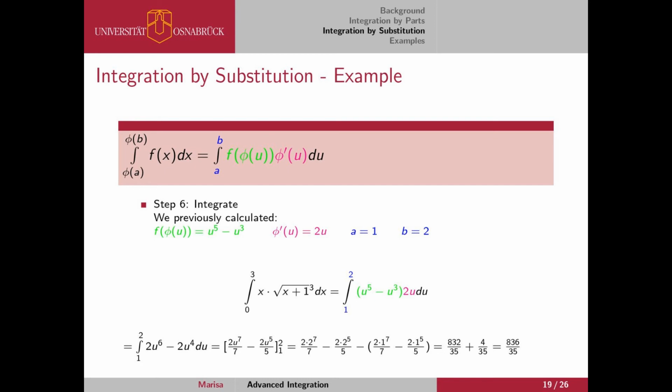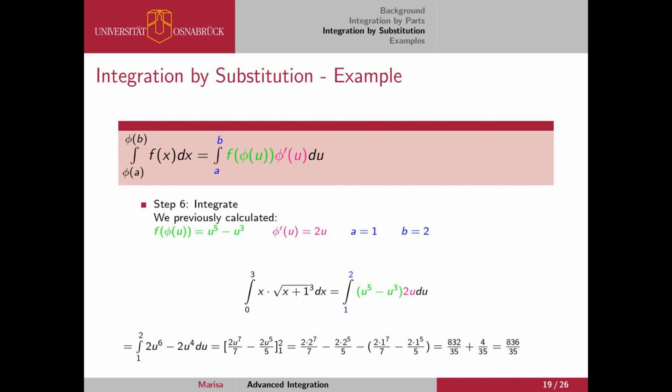Now we can apply the normal rules to find an antiderivative of this. The result will be 2u to the power of 7 divided by 7 minus 2u to the power of 5 divided by 5. The limits stay the same. If we plug them in, we will have 2 times 2 to the power of 7 divided by 7 minus 2 times 2 to the power of 5 divided by 5 minus, in brackets, 2 times 1 to the power of 7 divided by 7 minus 2 times 1 to the power of 5 divided by 5.